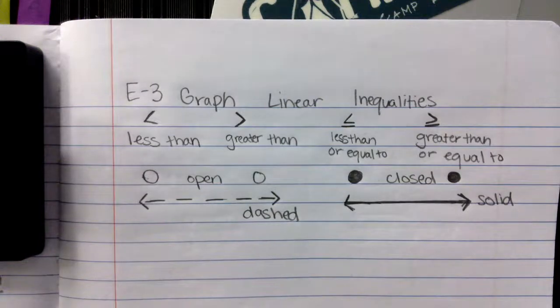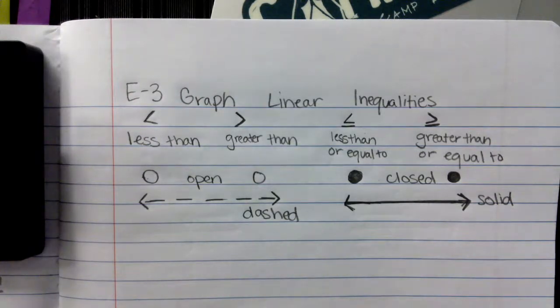Alright, so as we go today, that's going to be one of the big differences. And then another big difference is how we shade it in. When we were shading in number lines, remember we shaded to the left or to the right? But a graph goes in all directions. There's a left, a right, an up, and a down. So the way we shade it in is going to look a little different as well.